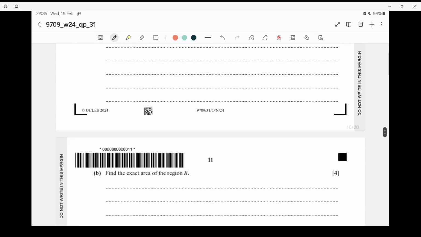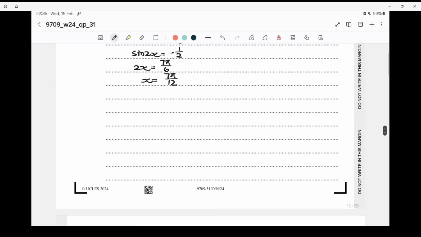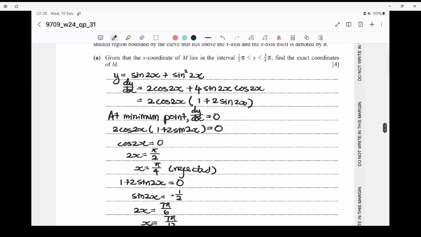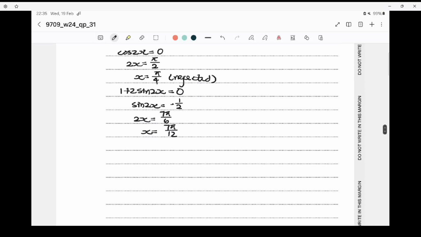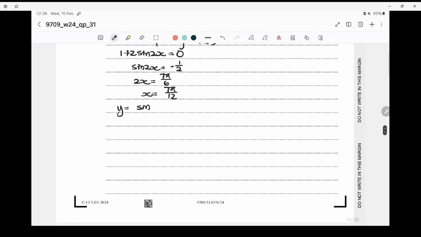Okay. Another thing. Because you need to find the exact coordinates of M, so of course, substitute back into the equation. Sin 7 pi over 6, and then multiply with 1 plus sin 7 pi over 6.